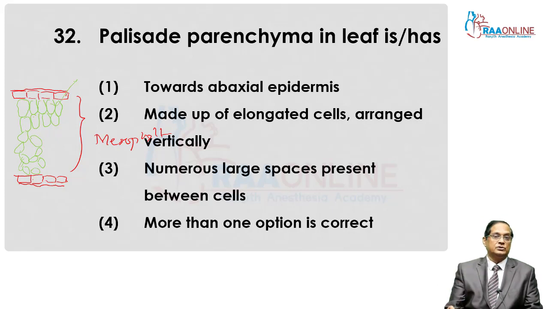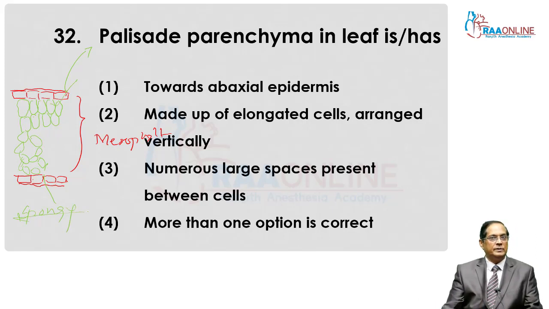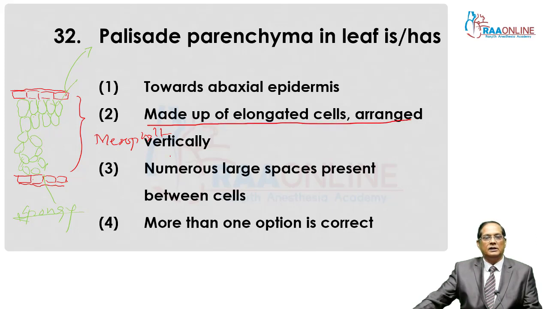Such mesophyll tissue is, sorry, called palisade mesophyll. Palisade mesophyll is on the upper side, and towards the lower side it is spongy. So mesophyll is divisible in dicot leaf. On the upper side, compactly arranged elongated cells form palisade mesophyll, and towards the lower side they are loosely arranged with air spaces, known as spongy mesophyll. This is the first half, palisade, and this is the second half, spongy.